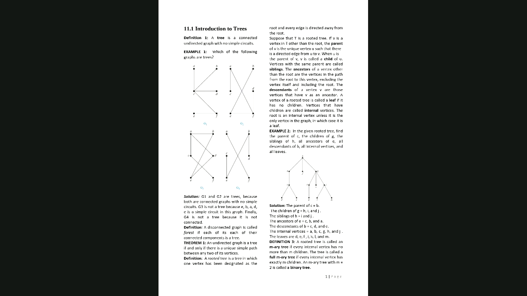A to G, these are the children. How many children has? 3. B, F, G. These are the children. Parent means father. The definition of parent: if you have a root and the other vertex is away from this one by an edge, then this one is called the child and this vertex is called the parent.